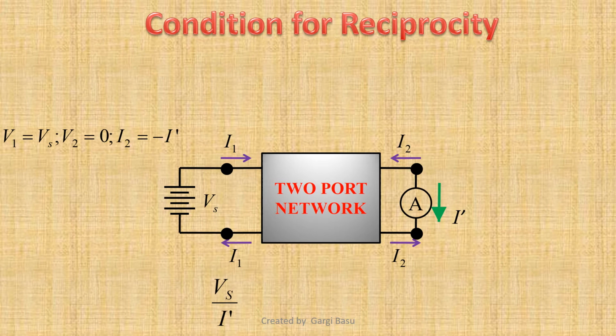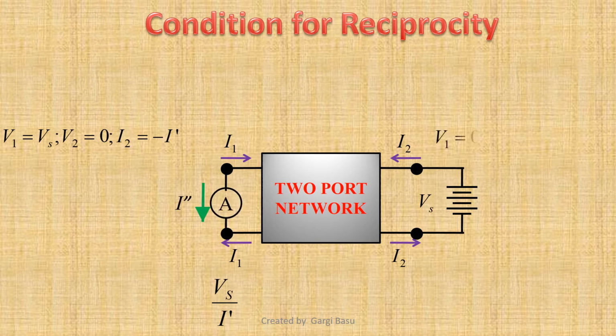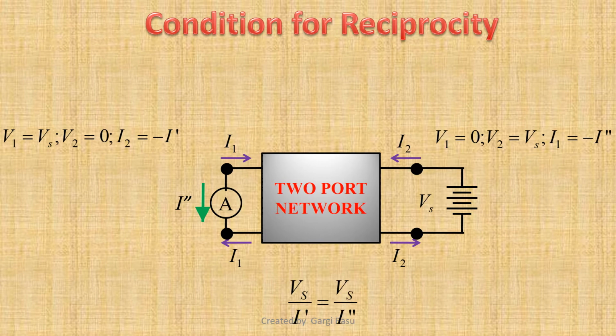Now the voltage source Vs is connected to the output port and the input port is short-circuited through an ammeter. Now we can write V1 equals 0, V2 equals Vs, and I1 equals minus I double dash, because the input port current I1 and the short circuit current I double dash are flowing in opposite directions. Let us note down the ratio of excitation voltage Vs and the response current I double dash. If these two ratios are equal, then we can call this two-port network a reciprocal network.